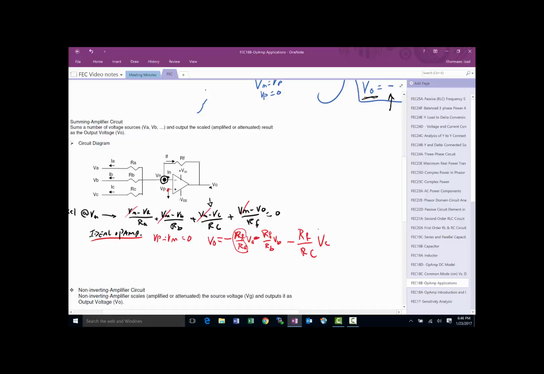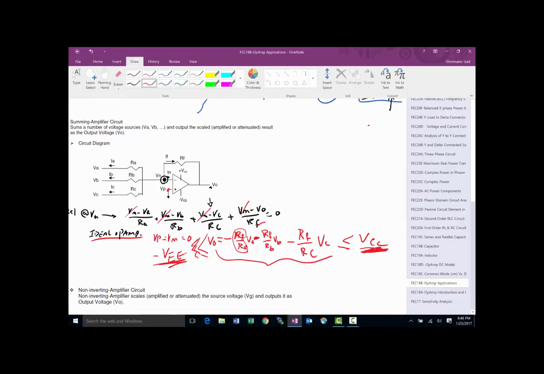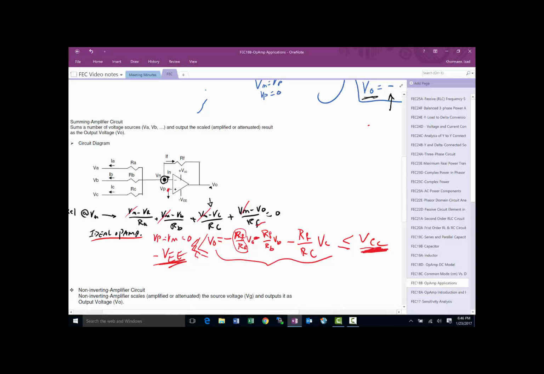Now, it's really important for both cases, I forgot to mention in the previous case, that you always have to make sure that V out is greater than or equal to minus VEE, and less than or equal to VCC. If it tries to go over VCC, it's going to saturate at VCC. If it tries to go below minus VEE, it's going to saturate there. So this quantity has to be in that range. And just before I forget, that same thing has to be true for the previous configuration. That's true always.